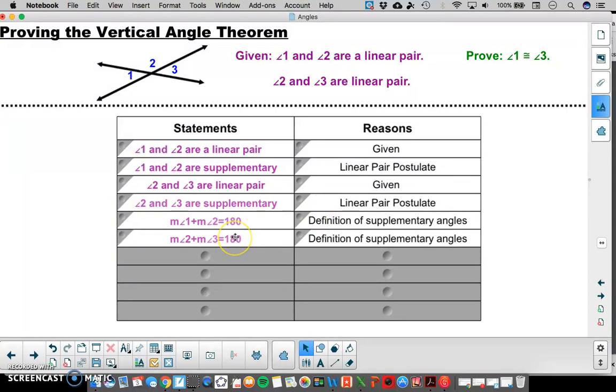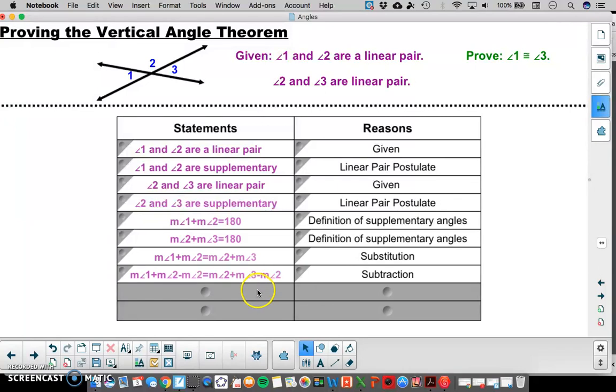Notice here that both of these equations equal 180 degrees. Because they both equal the same thing, I can substitute in one of those things for 180 degrees here. So my next statement can say 1 plus 2 is equal to 2 plus 3 by substitution. Notice I have the measure of angle 2 on each side of that equation. I can actually subtract that measure out. What I have left then is the measure of angle 1 is equal to the measure of angle 3 by substitution. And because I know the measures are equal, I know the angles are congruent by the definition of congruence.